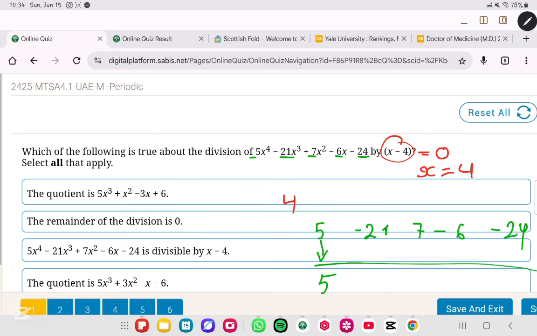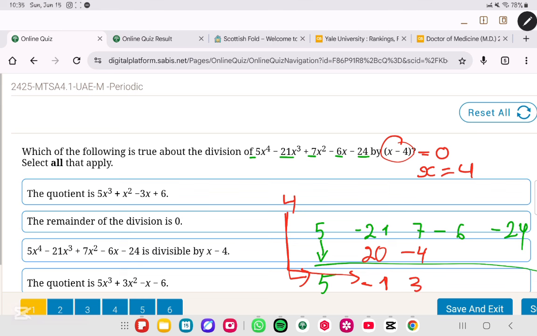Next thing you're going to do is multiply 4 by 5. So 4 times 5 is 20. You're going to put 20 over here. Minus 21 plus 20 will give us an answer of minus 1. Then you're going to do 4 times minus 1, which is minus 4. So 7 plus minus 4 gives us an answer of 3.